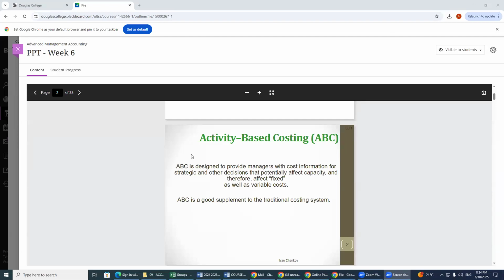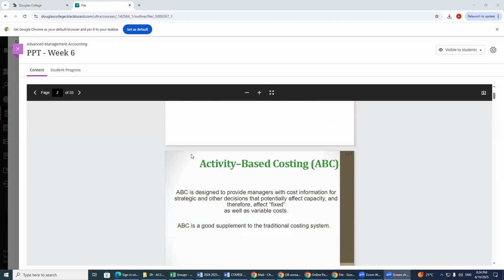Okay, so again, activity-based costing is a costing system that provides information about the costs that's going to help the manager to identify potential effects on capacity, how the capacity affects the variable and fixed cost. It's a supplemental system, so it's not like the main system of the company. It's going to support the traditional costing system. So what that means is that there will be extra cost for the company.